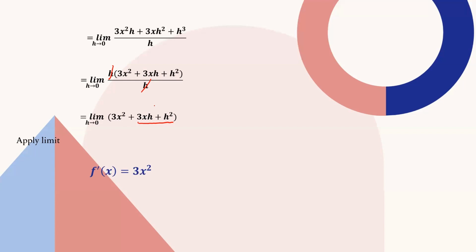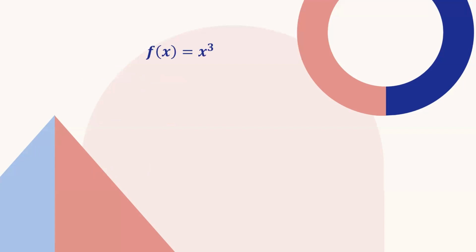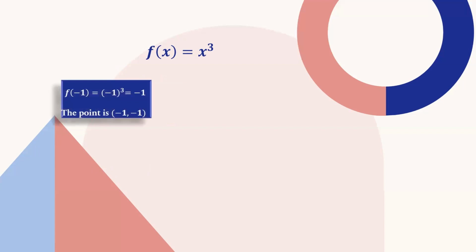So we got the derivative for f of x is equal to x cube. So let's consider the points. When x is equal to minus 1, f of minus 1 will be minus 1 the whole cube, and the answer is minus 1. So the point is minus 1 comma minus 1.